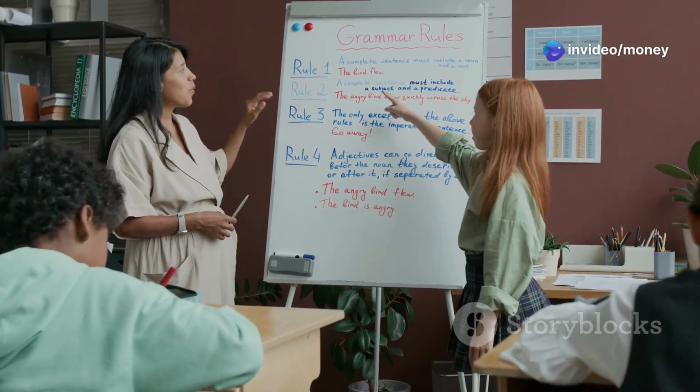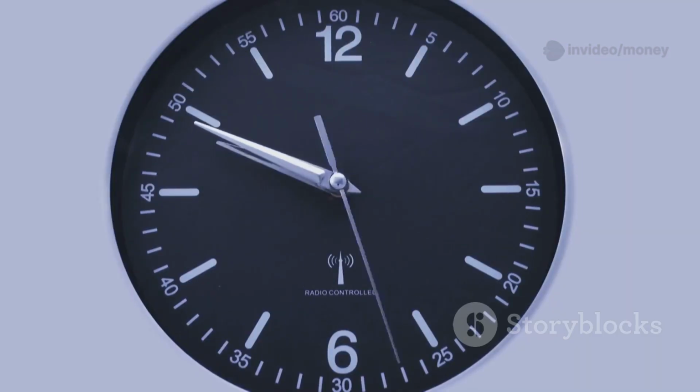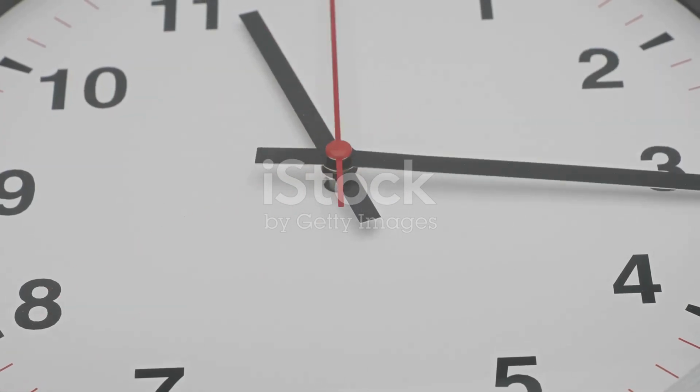Tenses are a very important part of English grammar. They show the time when an action or state happens. Think of tenses as time markers for verbs. Without tenses, it would be very difficult to understand when things occur.